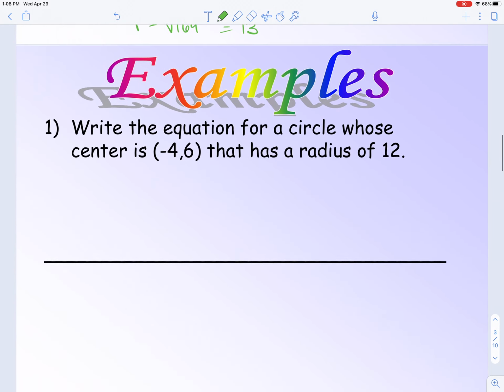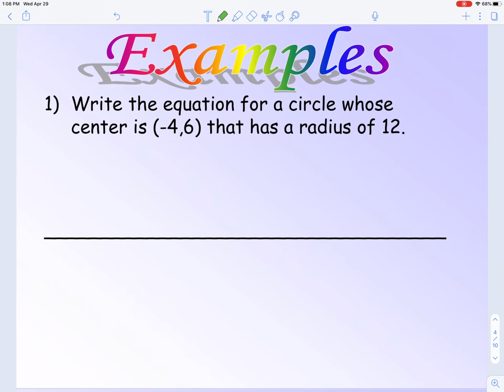All right. Now they're giving you the center and the radius and asking you to write the equation. So I'm going to put x, opposite of the negative 4, plus 4 squared plus y. If the y coordinate's positive 6, I'm going to put minus 6 squared equals 12 is the radius, so I'll do 12 squared and get 144.